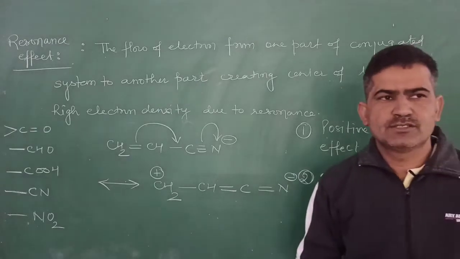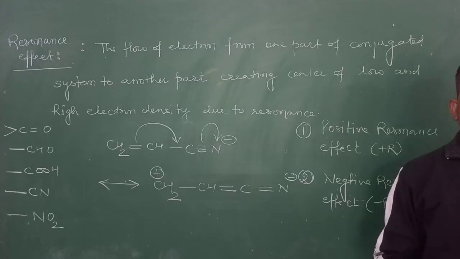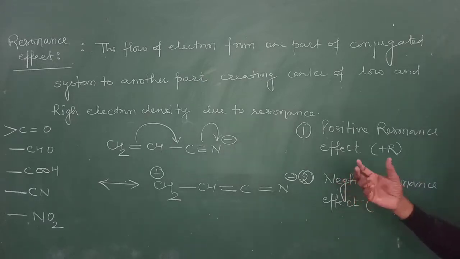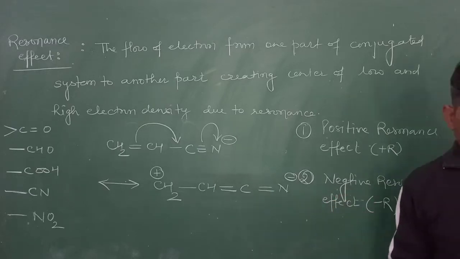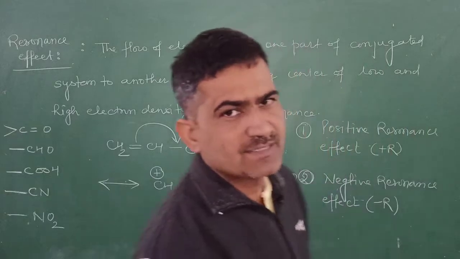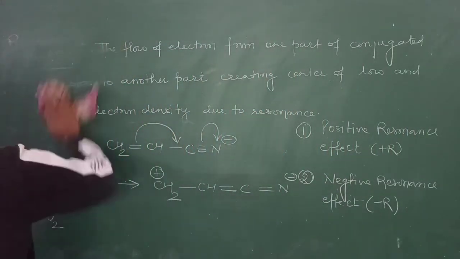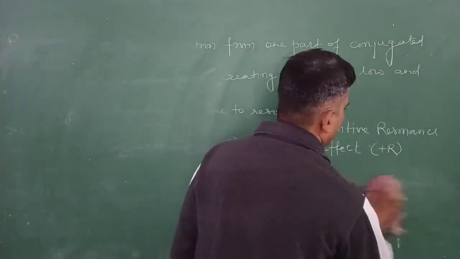Why do we study these effects? Because during chemical reactions they affect reactivity, and sometimes they affect the directive influence and stability of various compounds. For this explanation we require it. That's why we study the resonance effect. In that series, our next topic is hyperconjugation. Let us study the hyperconjugation effect.